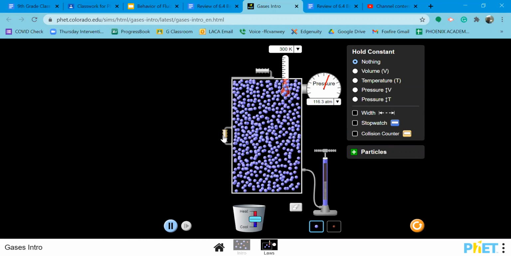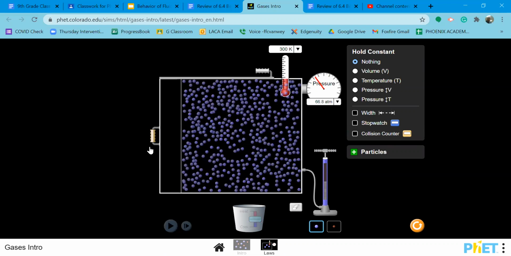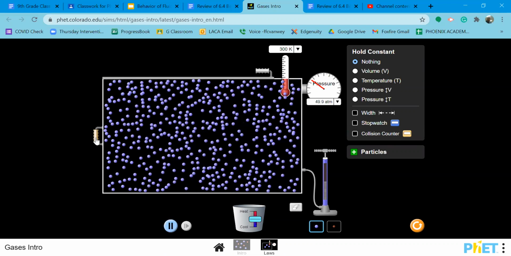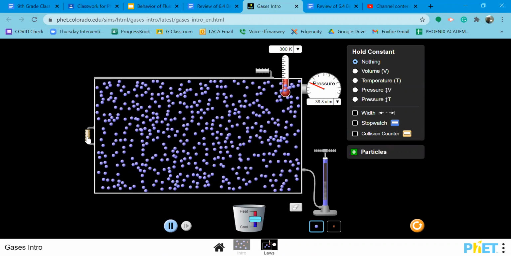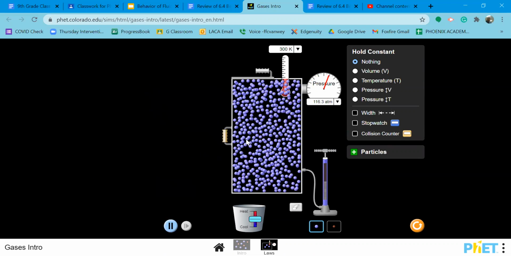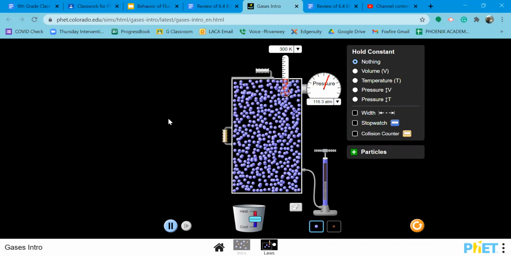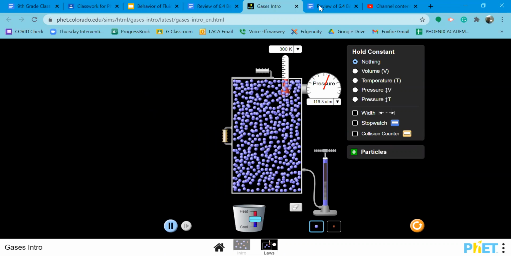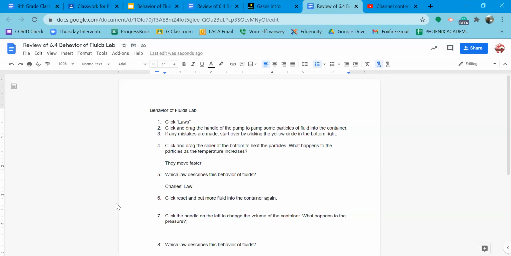What happened to the pressure? Since we increase the volume of the gas, we decrease the pressure. So it has an opposite relationship, an inverse relationship. What happens to the pressure when we decrease the volume? Well, the pressure increases.